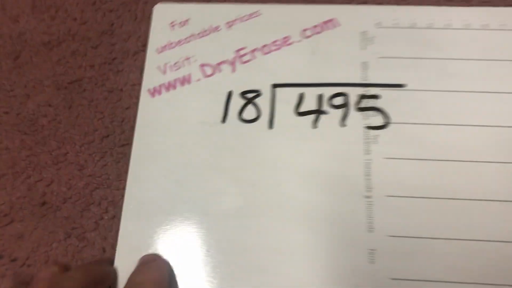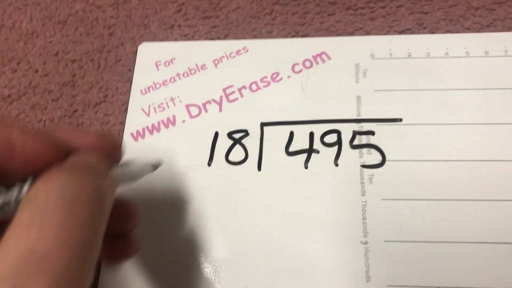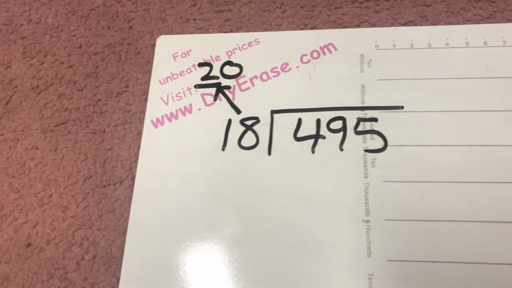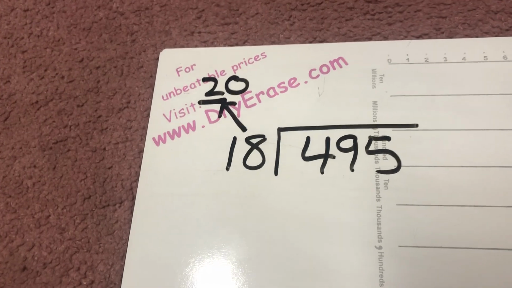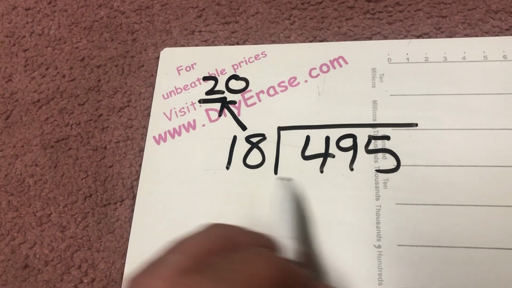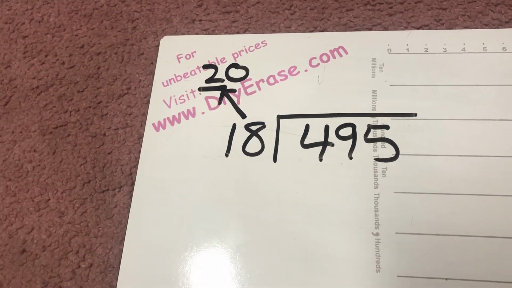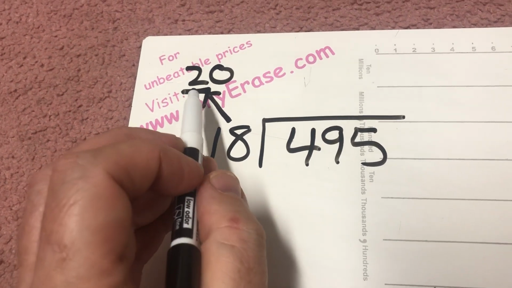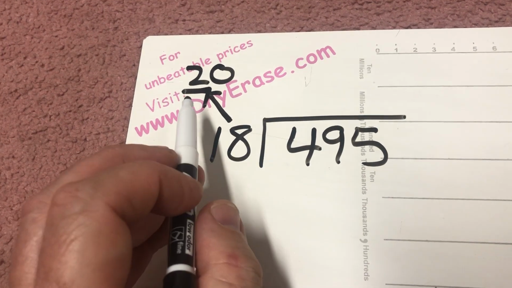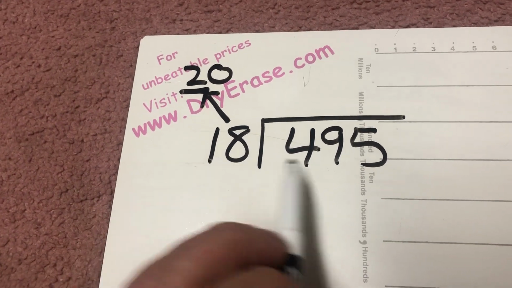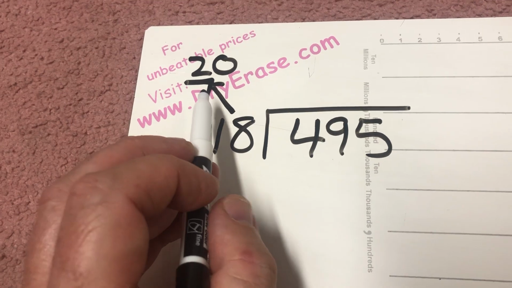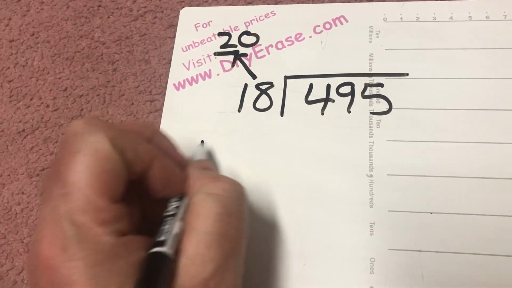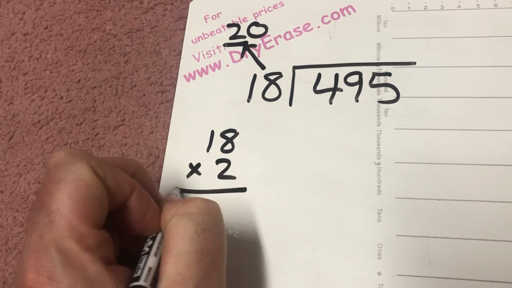All right, 495 divided by 18. My 18 is going to become 20. I'm going to be thinking about the smaller number 2. Okay, I know that 18 can't go into 4, but 18 can go into 49. And I think the number of times that 2 can go into 4 is the same number of times that 18 can go into 49. Well, I know that 2 can go into 4 twice. So the first thing I'm going to try is 18 times 2.